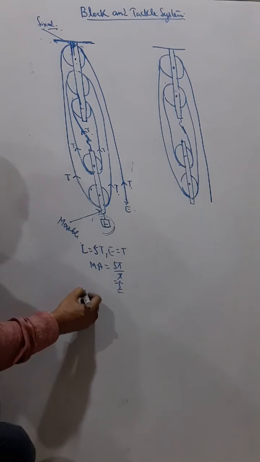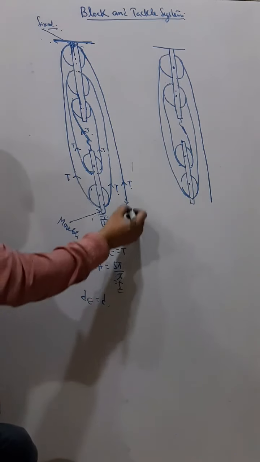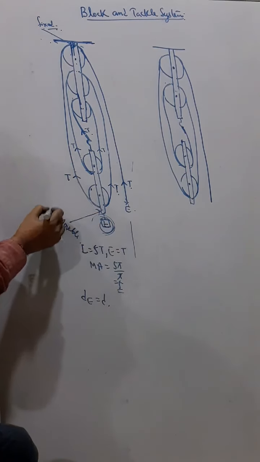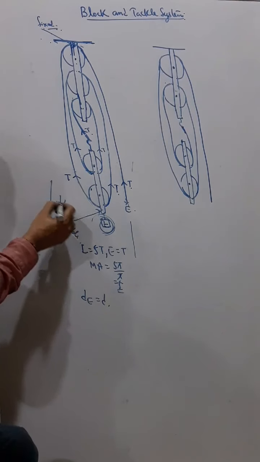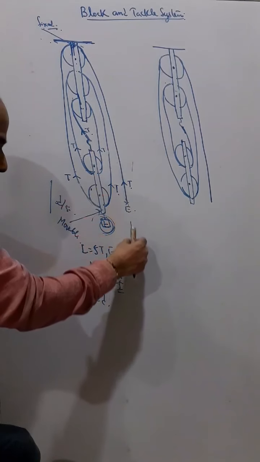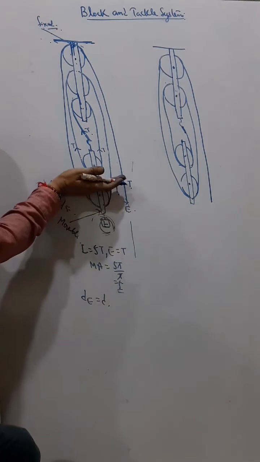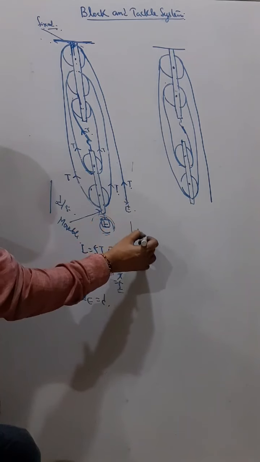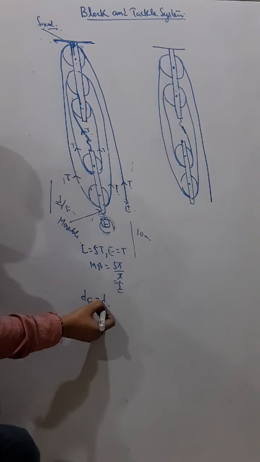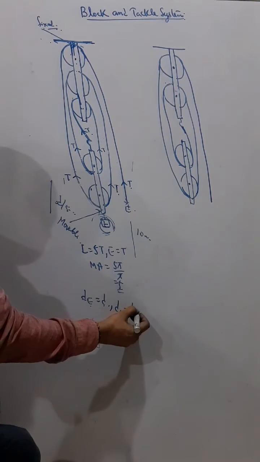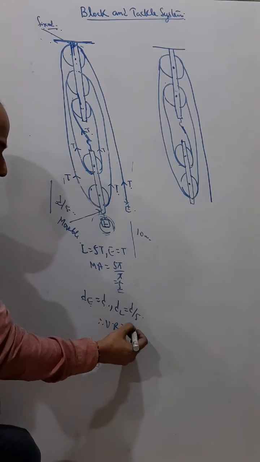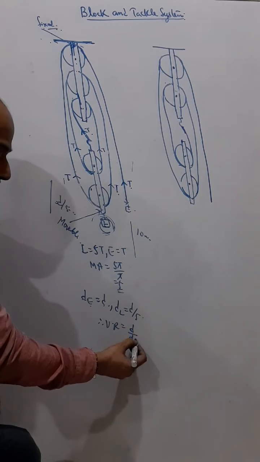Similarly, for velocity ratio, if you take displacement of effort as D, so if this effort moves by D, then this load will go up by D by 5, because the rope is divided into 5 parts. So if this moves by D meter, this will move only by D by 5. So understand? If this moves by 10 meter, this will move by 2 meter. Okay, so displacement of the effort we take as D, then displacement of the load will be D by 5. Then velocity ratio will be what? DE by DL. So DE means D and this is D by 5.